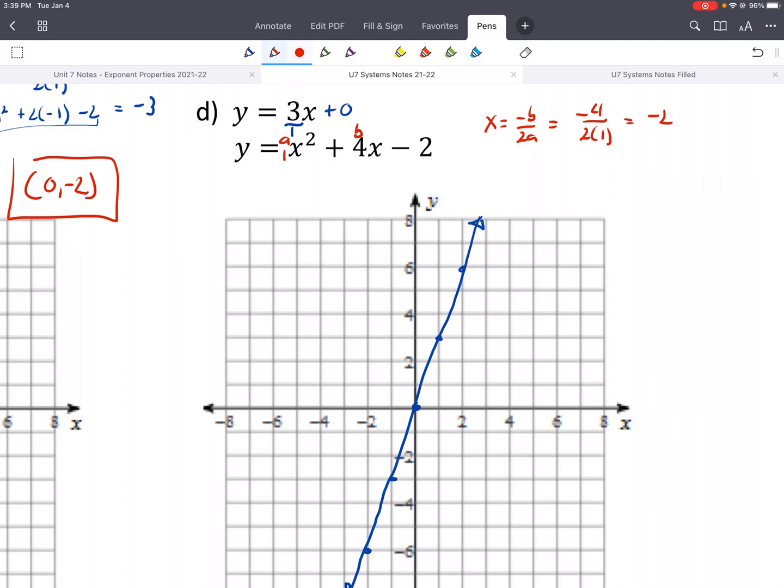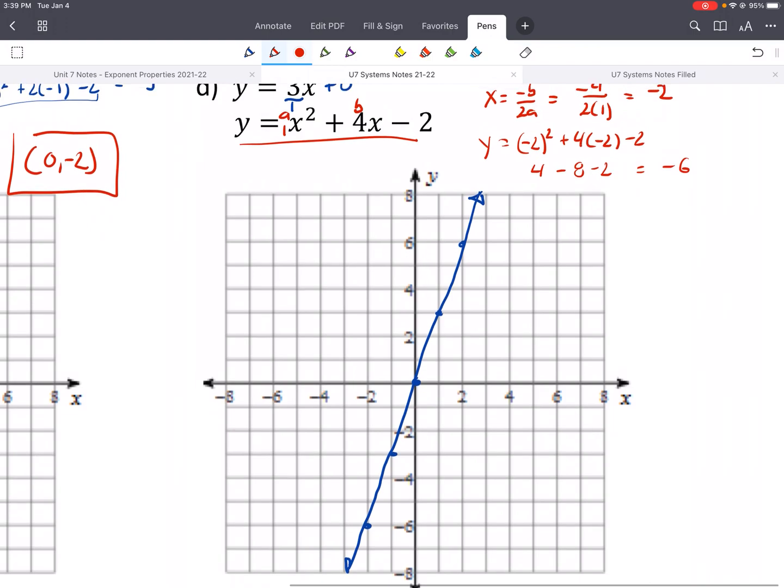And then we'll plug that -2 into our equation. Just make sure you use parentheses if you are putting in a negative when you plug it into your equation. All right, and then if you do that, let's see what we get. So we get 4 minus 8 minus 2, so it looks like we get negative 6. So (-2, -6) would give us our vertex.